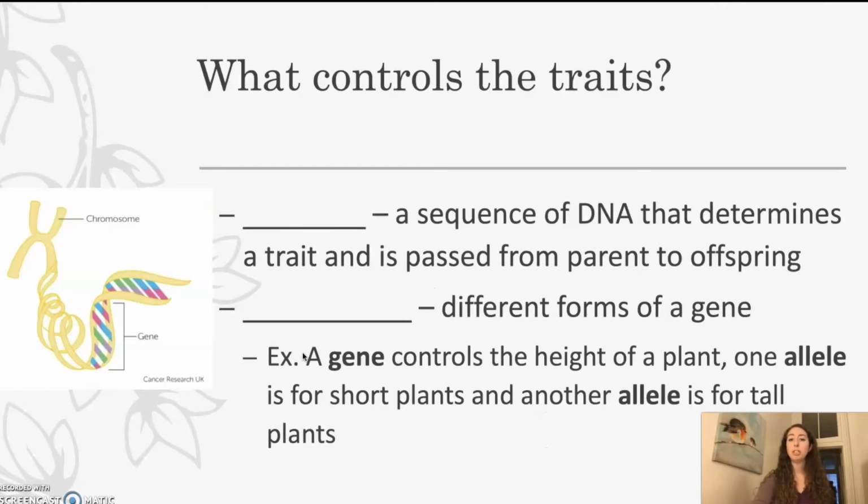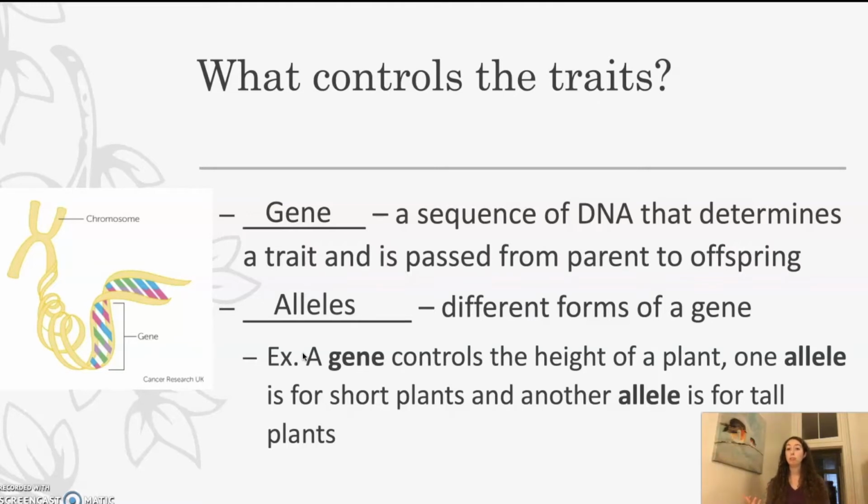And what are genes? A gene is a sequence of DNA that determines the trait. Because remember, our DNA are the instructions for our bodies. So the gene is just one little section that gives instructions for one specific trait. So this DNA, again, passed from parent to offspring. When we have different forms of a gene, we call them alleles.